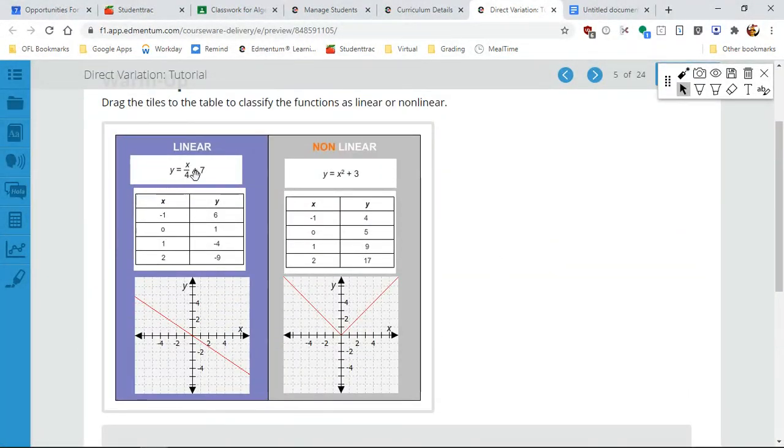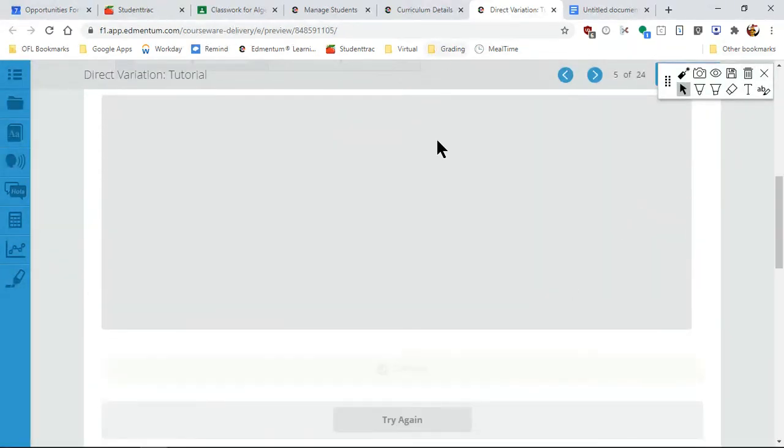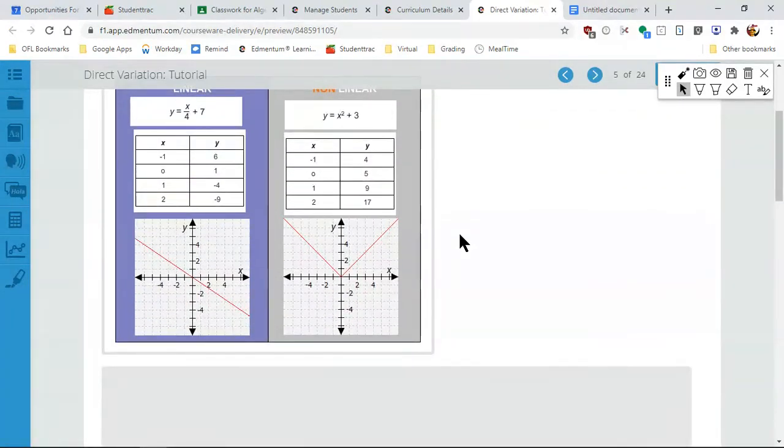So this one, like I said, it's 1/4. Dividing by 4 is the same thing as multiplying by 1/4. And the rest was just rate of change. It changed the same rate every single time. Cool.